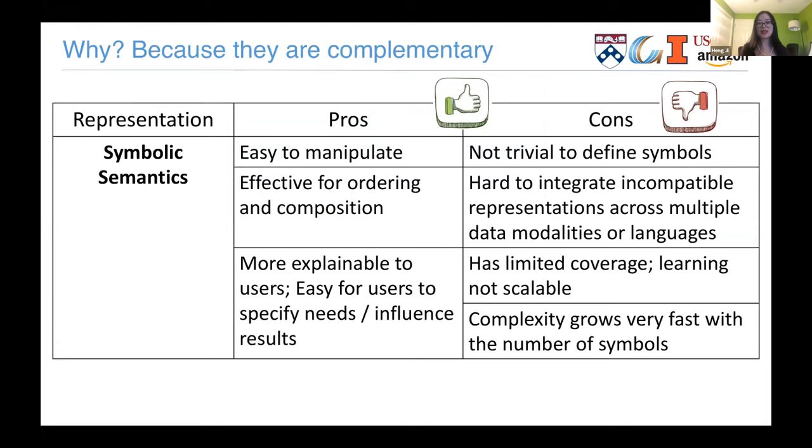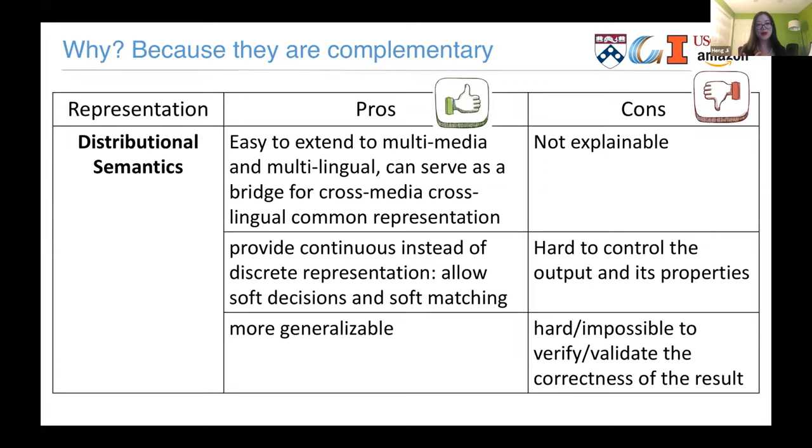much more explainable. Of course, distributional semantics should still be embraced, because they are much more scalable to multimedia and multilingual settings, and you can use them for cross-lingual, cross-media transfer, as you have seen from Manling's presentation. And they generally give us a continuous representation, so you can make soft decisions. Your matching can also be soft matching, and you don't have those hard constraints anymore, so it's much more generalizable.